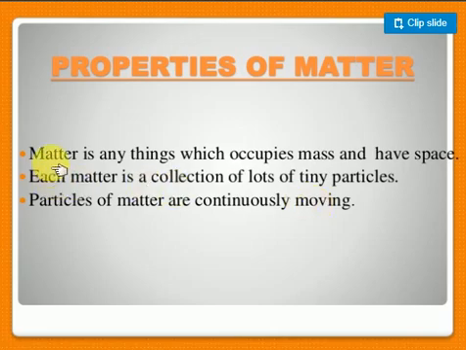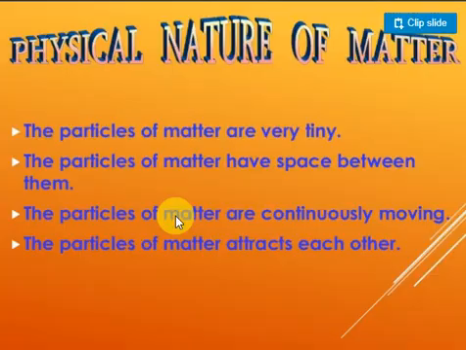Once again, matter is anything which occupies space. It has mass and volume. Each matter is a collection of tiny particles. Particles of matter are always continuously moving. These are some physical natures of matter. The particles of matter are very, very tiny, which means we cannot see them with our naked eyes. We can see them only with an electron microscope.